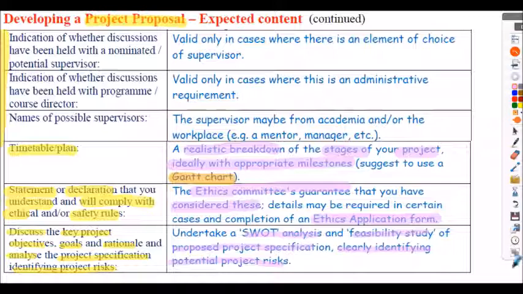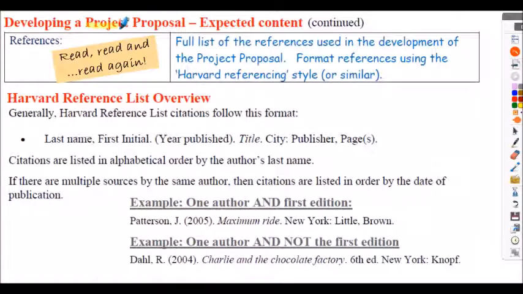So what we're showing there is the overview of the project proposal that you need to complete for Learning Outcome 1. And also with the project proposal, you should include a list of references. This would be a full list of references used in the development of your project proposal, background reading, etc. And the format of the references should be in the Harvard referencing style or similar. I would encourage you to become familiar with the Harvard referencing system.